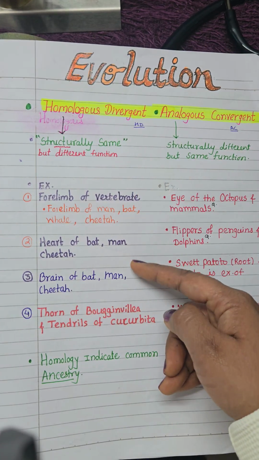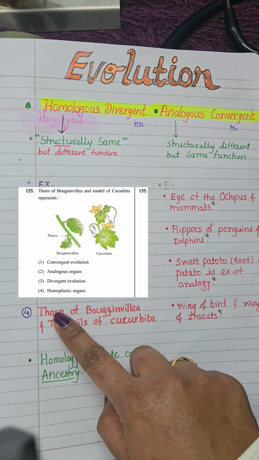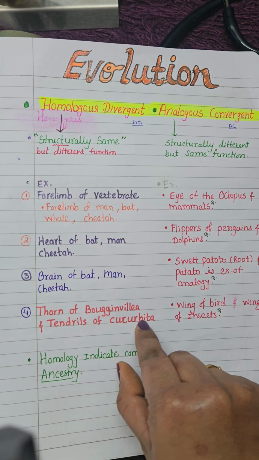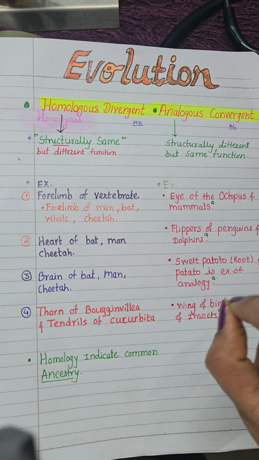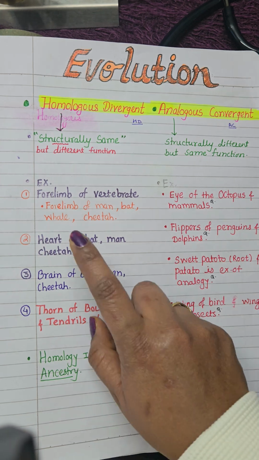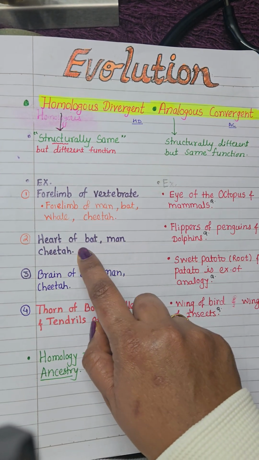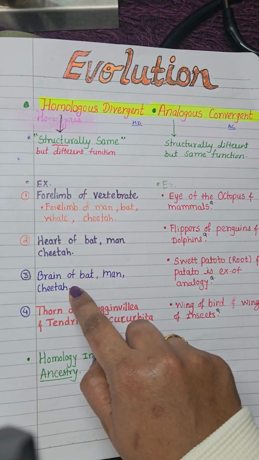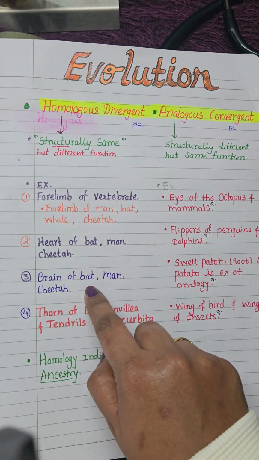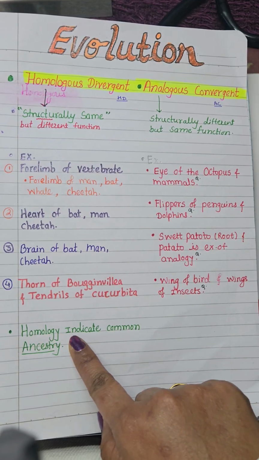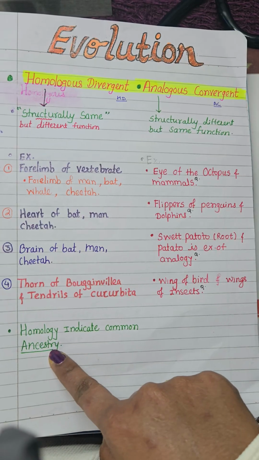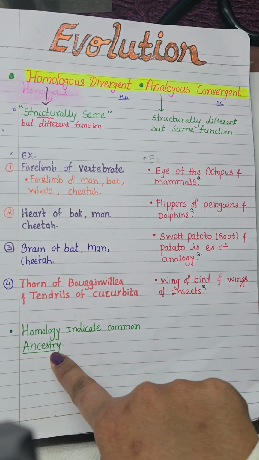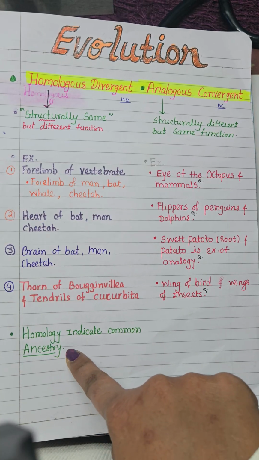There are more examples. In plants, the thorn of bougainvillea and tendrils of cucurbita are an example of homologous divergent. The heart of bat, man and cheetah have similar structure, and the brain of bat, man and cheetah also have similar structure, and homology indicates common ancestry. They come from the same origin. Homology indicates common ancestry, means they come from a common origin.